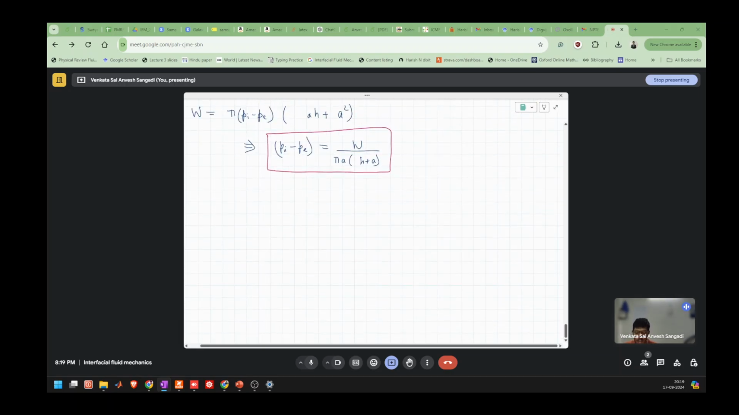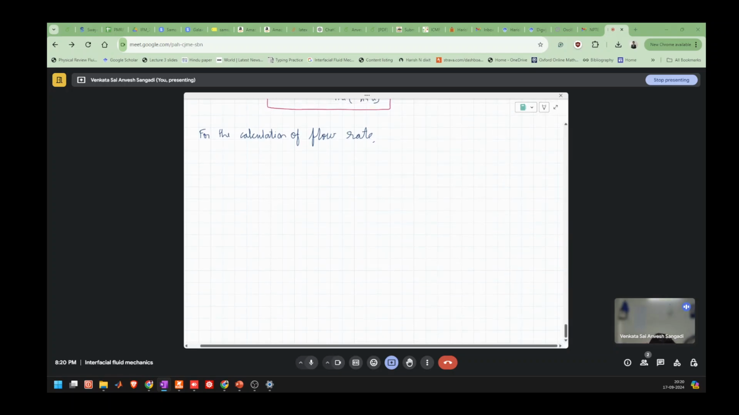Now we need to calculate the flow rate. So the flow rate. Let's first make the schematic. So an exaggerated view will look like this.